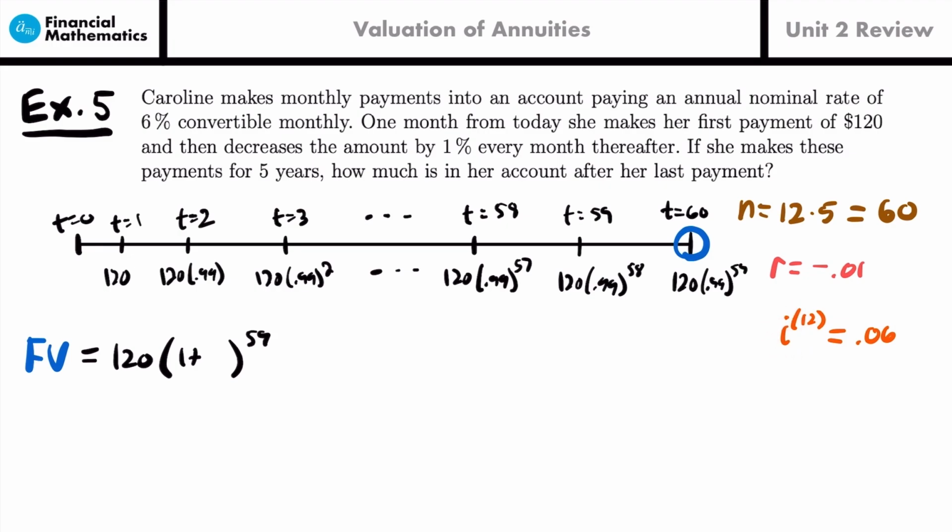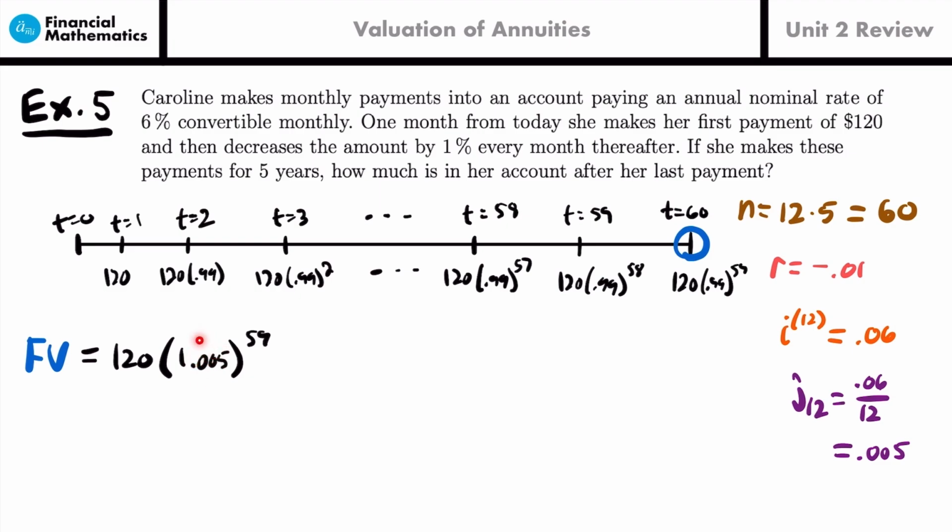This is a nominal rate convertible 12 times per year. We can get the effective monthly interest rate by just dividing that by 12. J sub 12, the monthly effective interest rate, would be equal to 0.06 divided by 12, which is equal to 0.005. So that is what we want to use in this accumulation factor. We'll have 1 plus 0.005, which is 1.005.